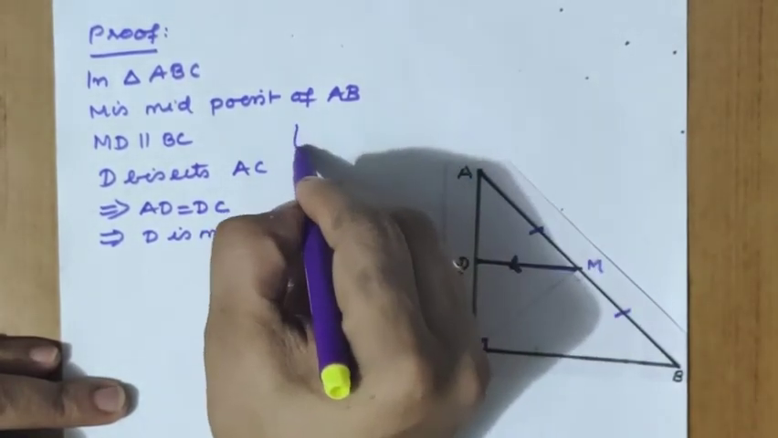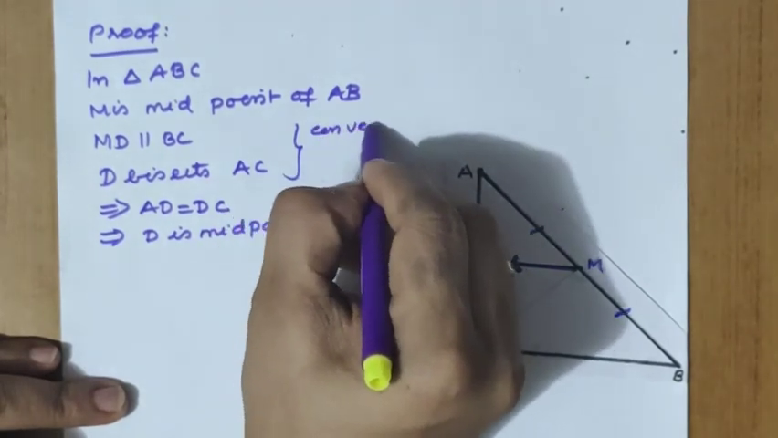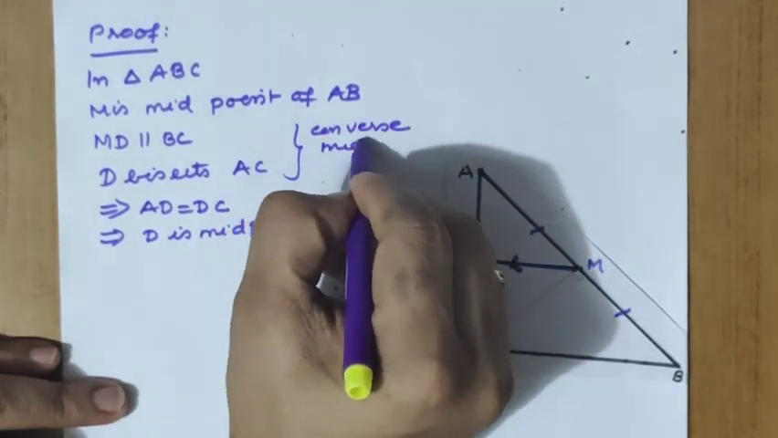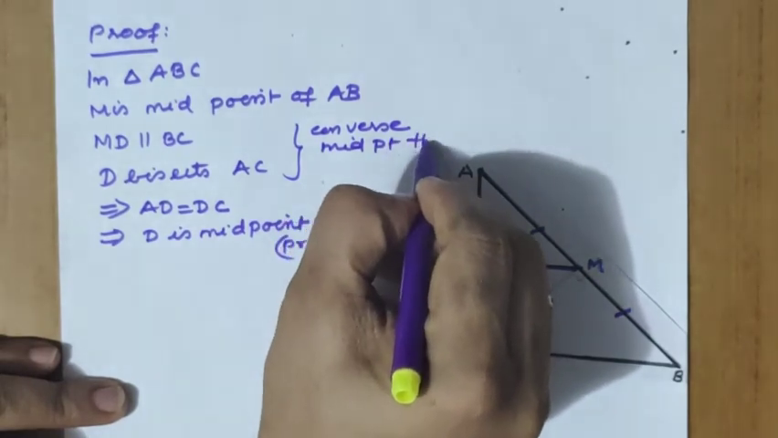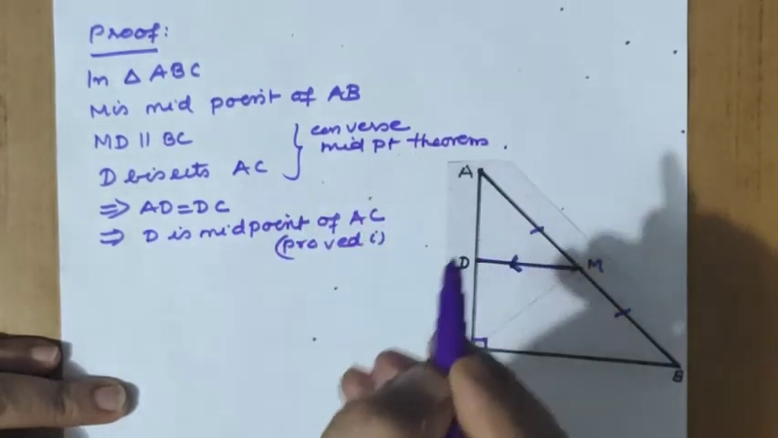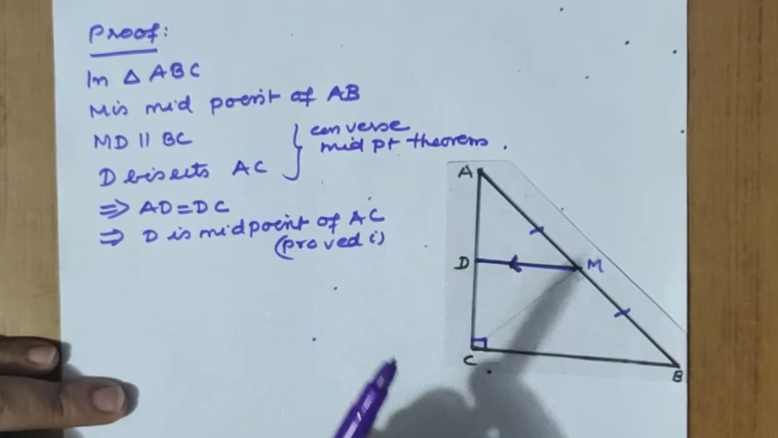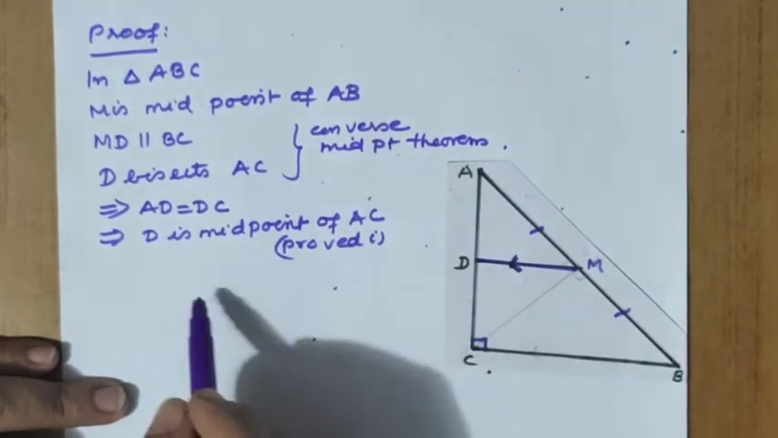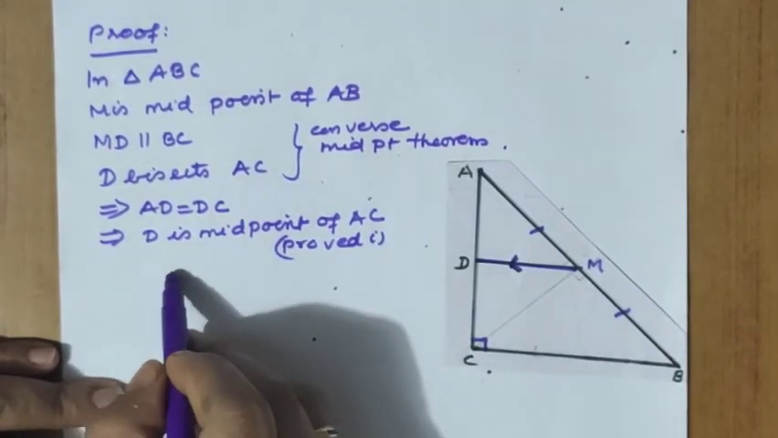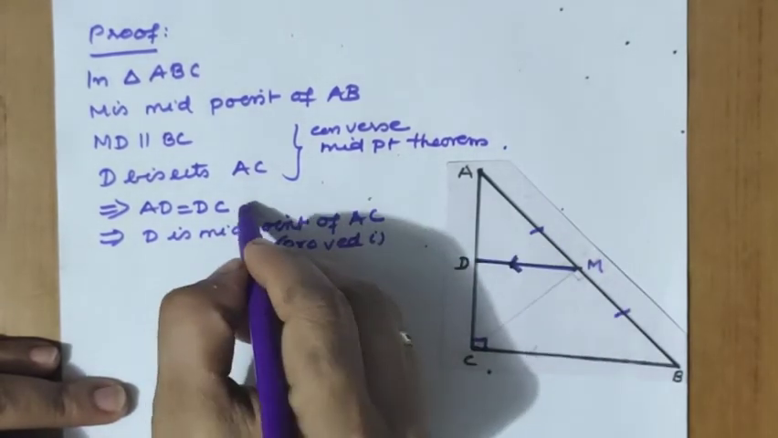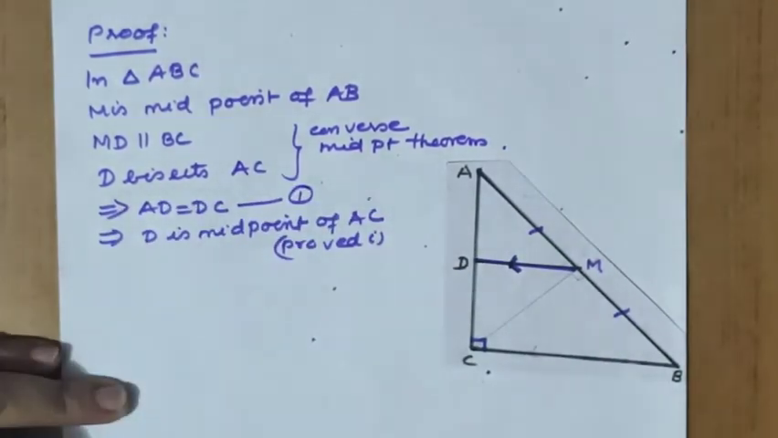Now what is the reason here? We should write converse midpoint theorem. Now D is the midpoint of AC, we have got this one. If D is the midpoint, then we can write AD equal to DC. So I'll make this equation number 1 also.